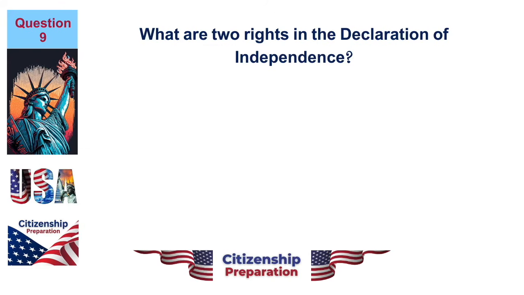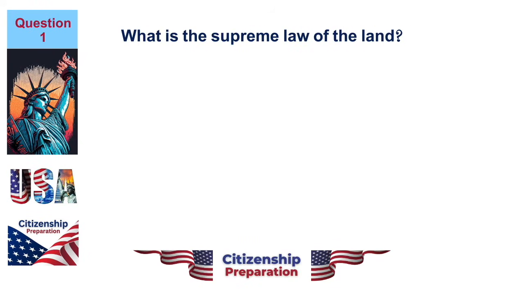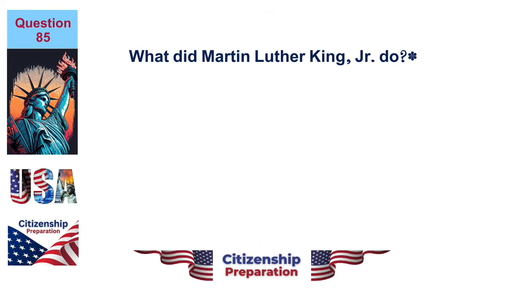What are two rights in the Declaration of Independence? Life, liberty. What is the supreme law of the land? The Constitution. What did Martin Luther King Jr. do? Fought for civil rights.